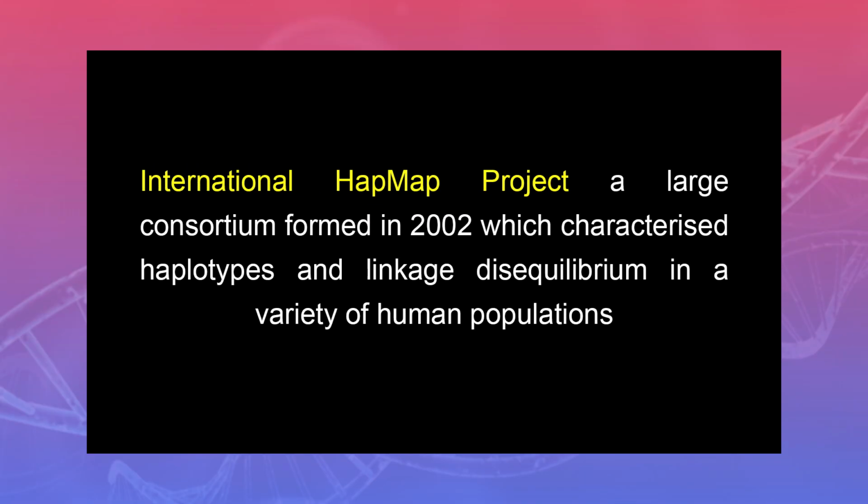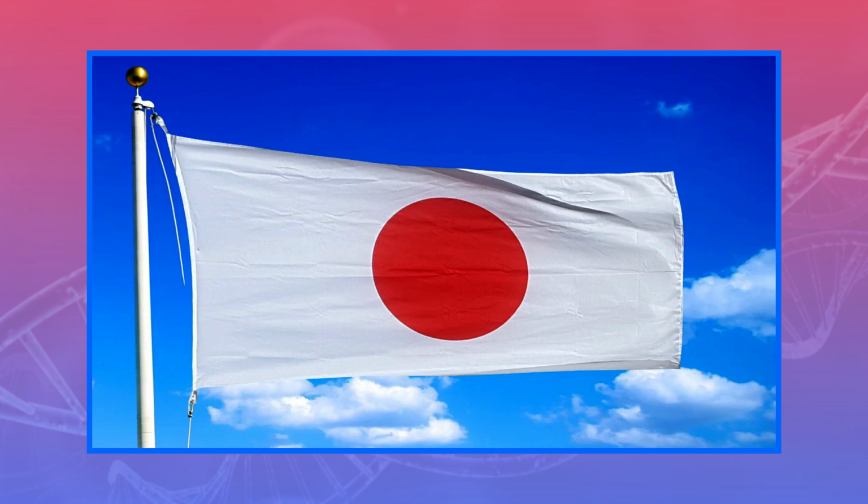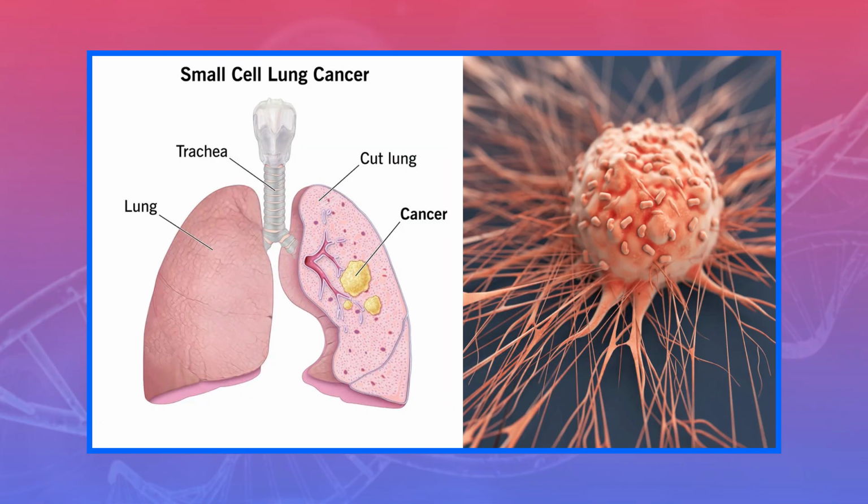The International HapMap project, a large consortium formed in 2002, characterized haplotypes and linkage disequilibrium in a variety of human populations. Researchers have performed genotyping on millions of genetic markers in individuals from 4 populations including Yoruba in Ibadan, Nigeria, Japanese in Tokyo, Japan, Han Chinese in Beijing, China, and Utah residents with ancestry from Northern and Western Europe. These data are publicly available to researchers who aim to analyze these genetic markers in relation to health conditions including cancer.